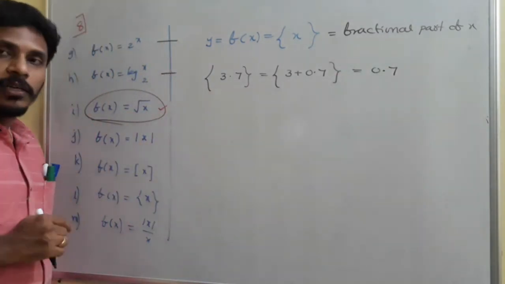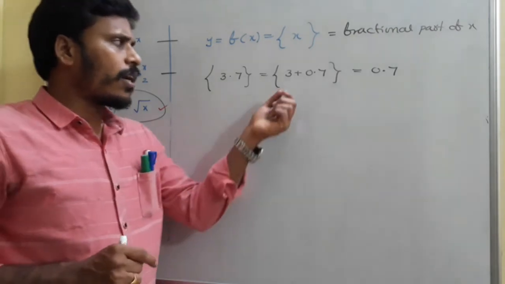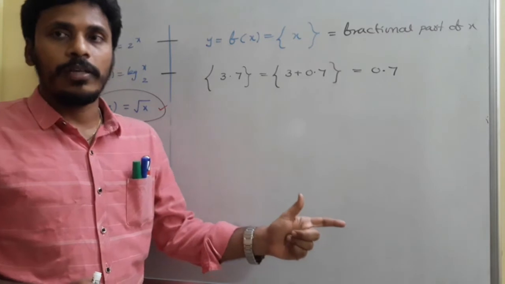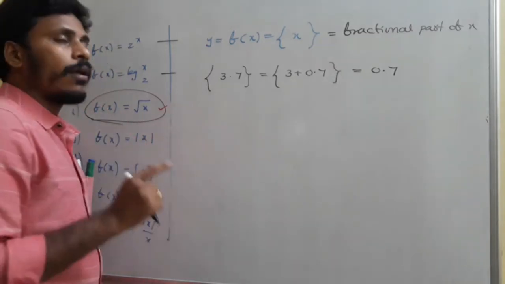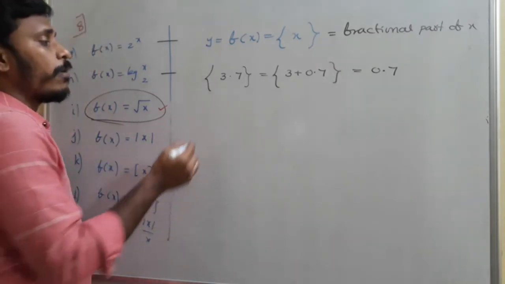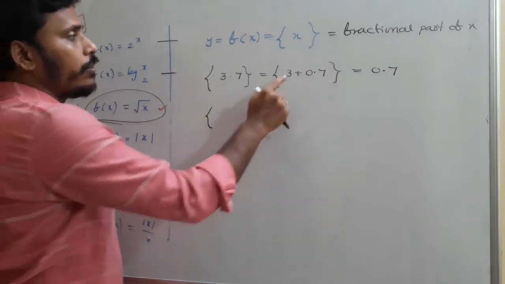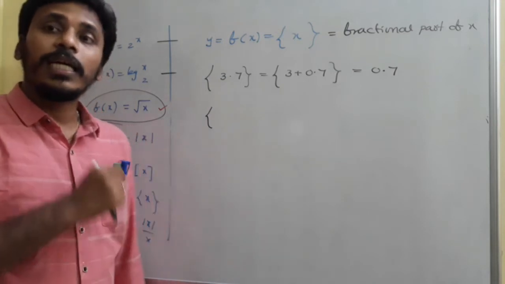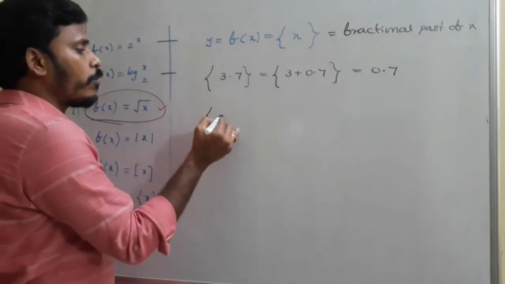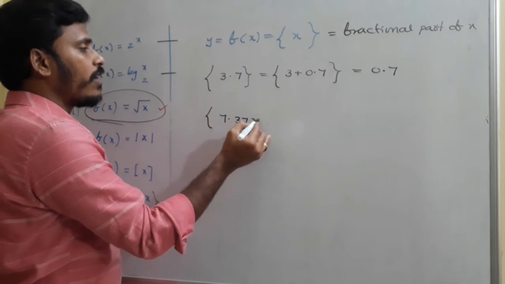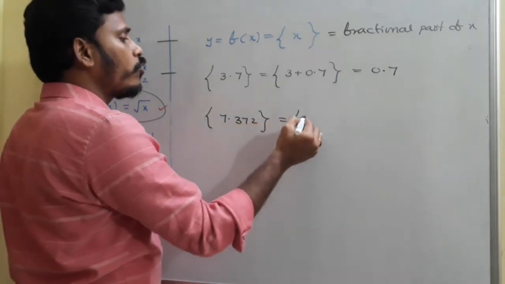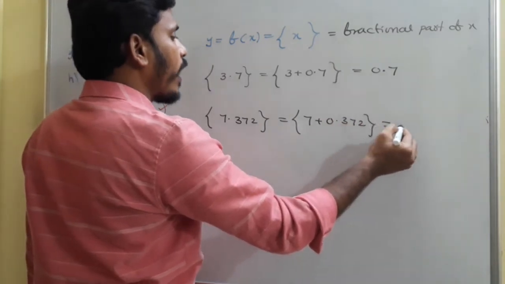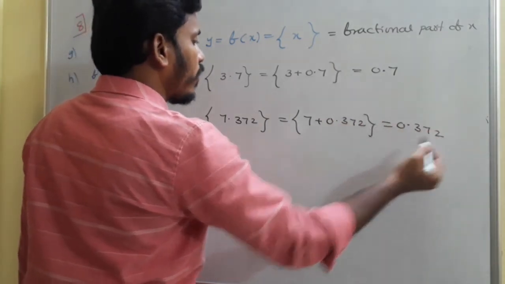Whereas for the step function, we are considering that 3 as its output. Here its output is 0.7. Your input is any real number, but your output is what? The decimal part of the value. After expressing it as an integer plus decimal value, that decimal value is your answer. For suppose if I say 7.372, we just write it as 7 plus 0.372, and its fractional value is 0.372.